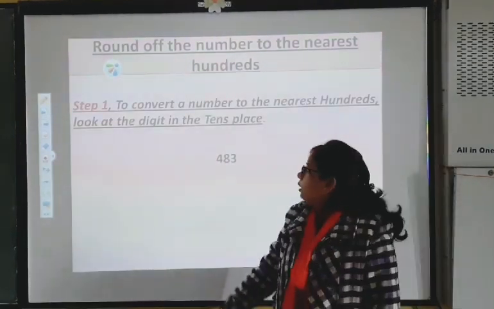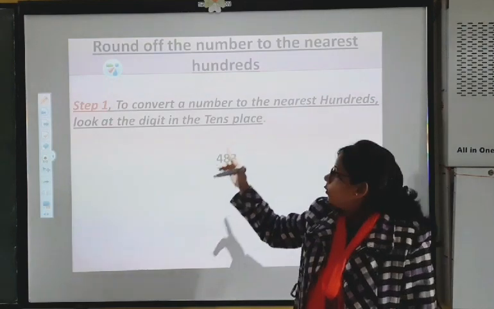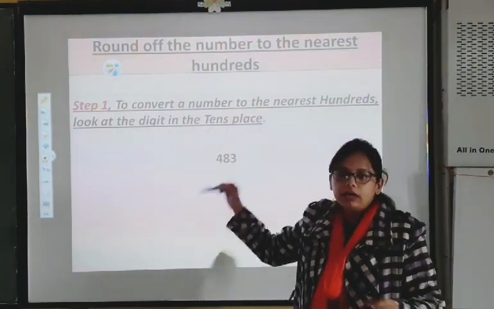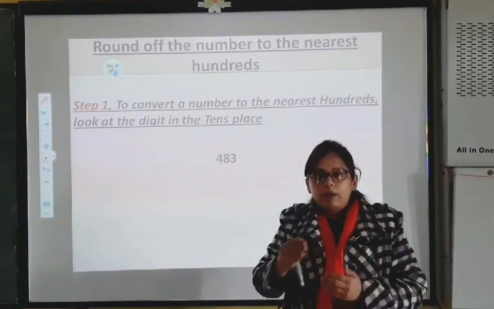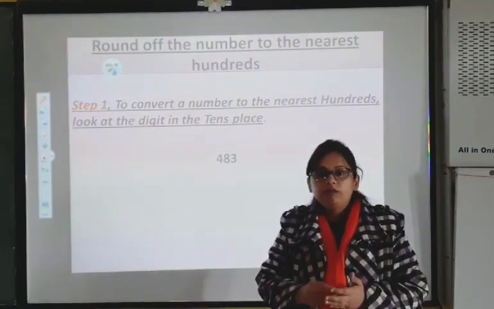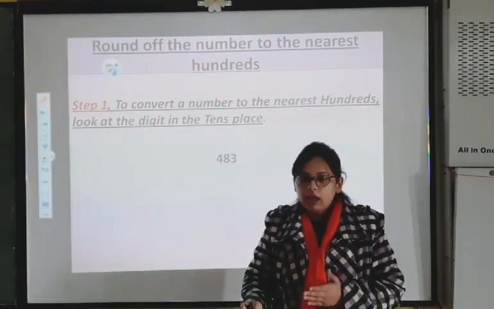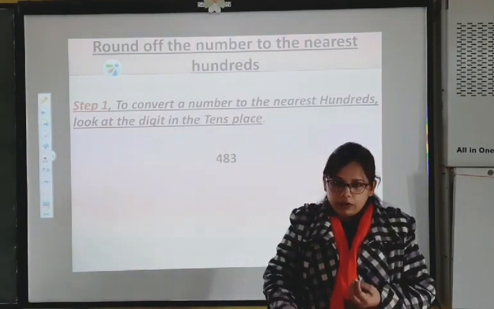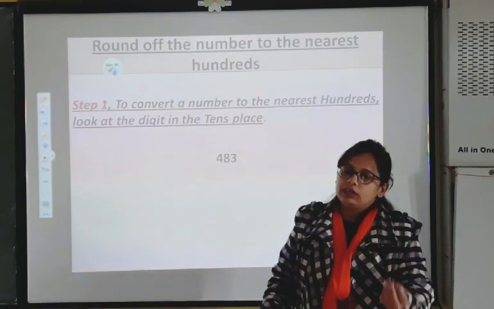So step 1. Children, before rounding off, you have to watch the digit on the tens place. If you are rounding off to the nearest 10, you have to watch the digit on the ones place, and if you are rounding off the number to the nearest 100, you have to watch the digit on the tens place.